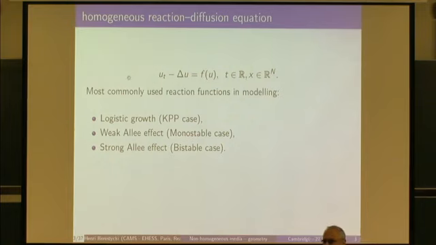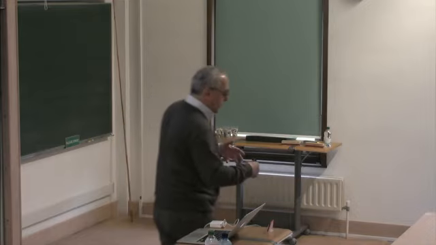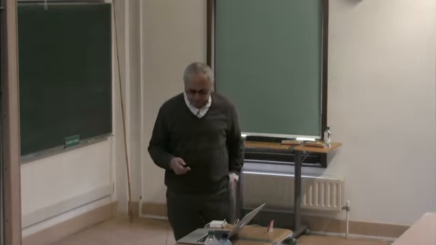And the strong Allee effect is what you have when f(u) changes sign. This is what we call a bistable case, and it's really related to the fact that initially, for very low densities of the population, the medium actually has an adverse effect on the population. Instead of helping it to grow, it actually destroys it. If the population level drops below a certain threshold value, then the population has a tendency to decrease and to be extinguished.